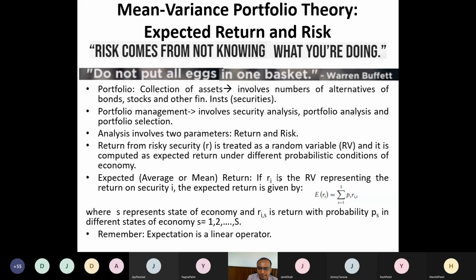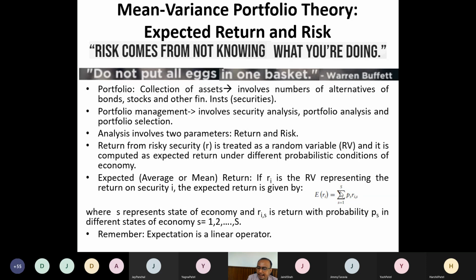So if R_i is the random variable representing the return of security i, then its expected return is given by this formula. It is called the expectation of R_i, expectation operator, E of R_i, or you can say mean or average value, and that is equal to sigma s running from 1 to capital S.